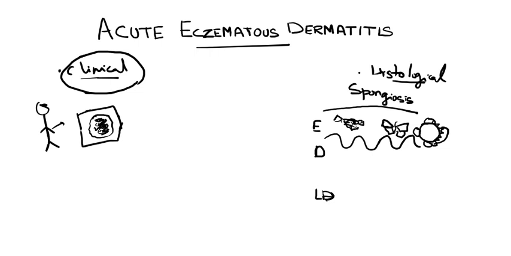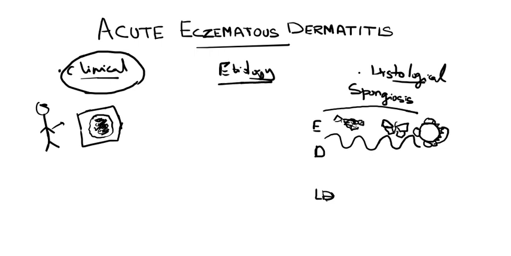In fact, acute eczematous dermatitis is called spongiotic dermatitis from a pathological perspective. Clinically they call it acute eczematous dermatitis, while pathologists call it spongiotic dermatitis. This is basically a type 4 hypersensitivity reaction, and the etiology can be due to either endogenous antigens or exogenous antigens.